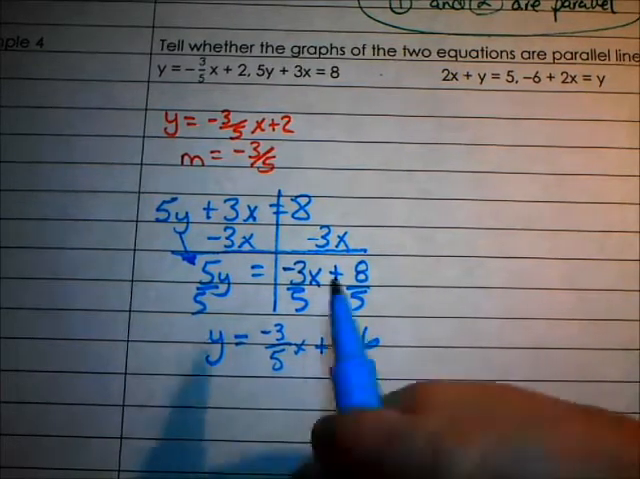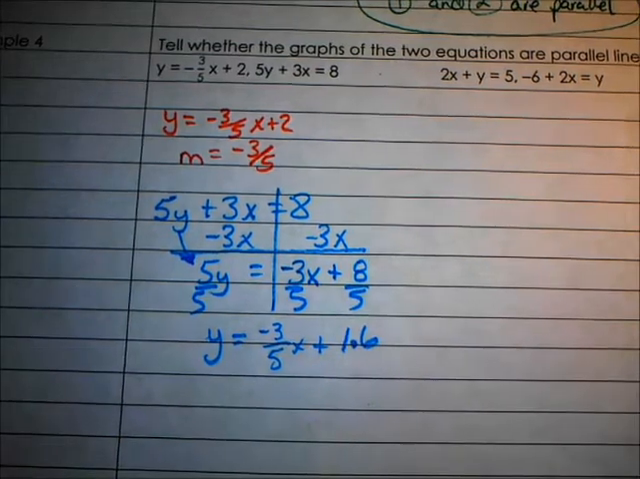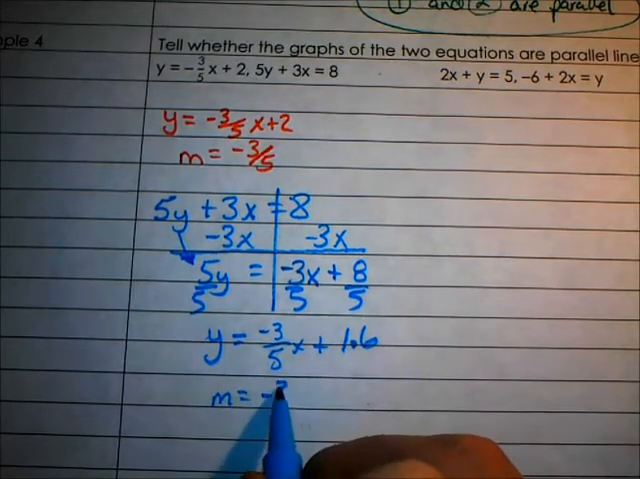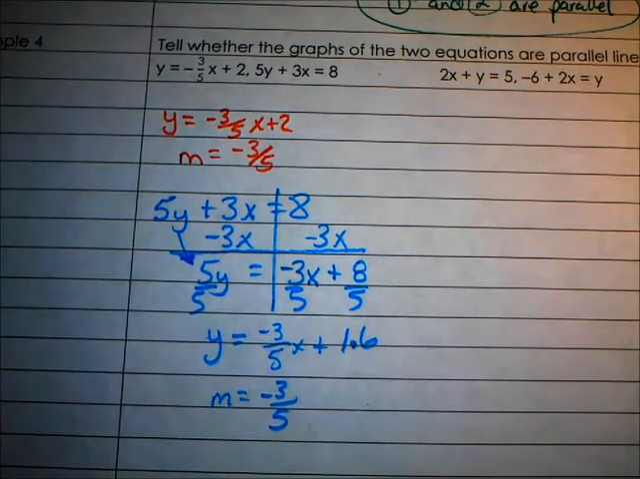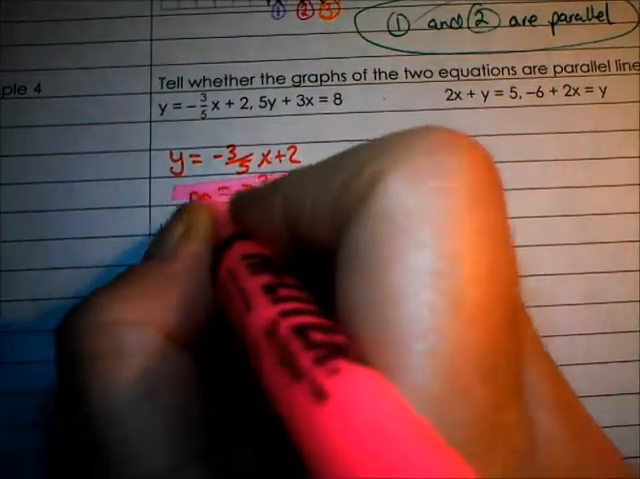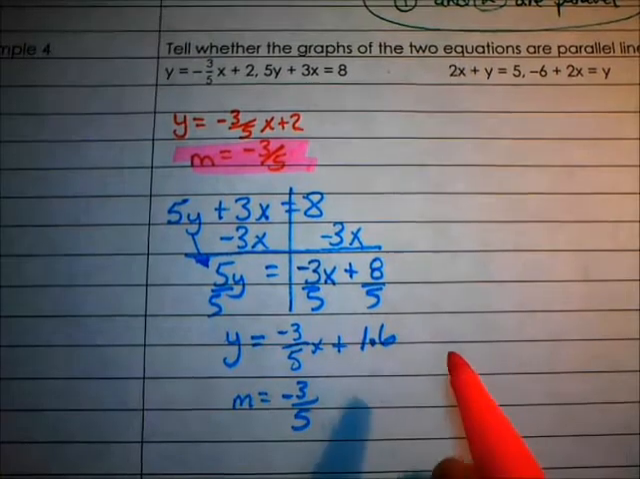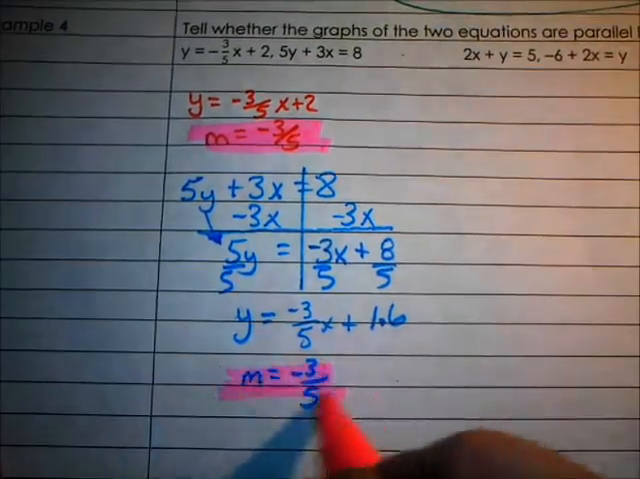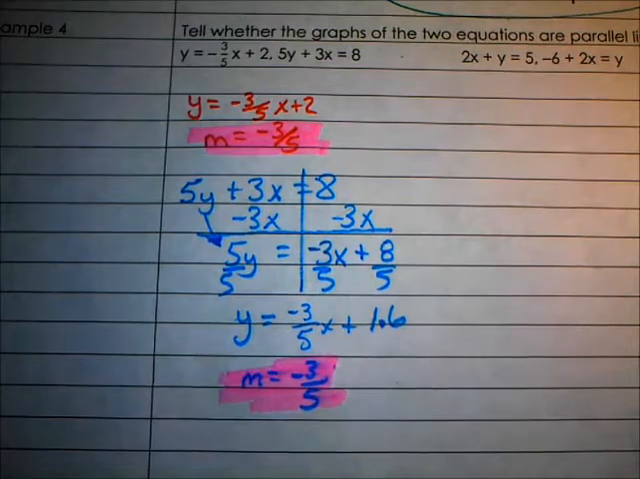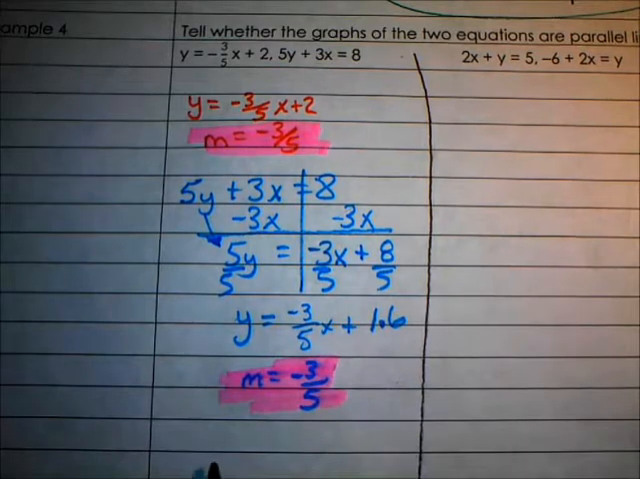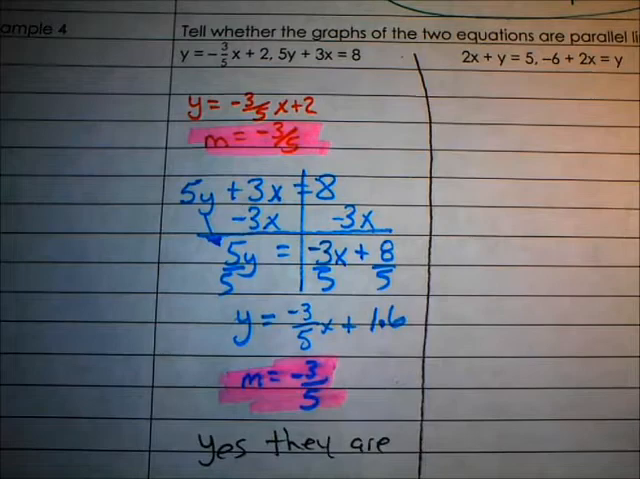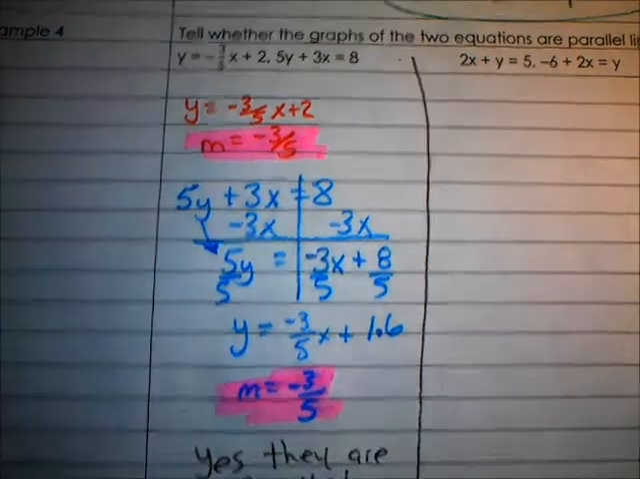And then this is written in slope-intercept form. The m is -3/5. So if I look at this, the top one has a slope of -3/5. The bottom one has a slope of -3/5. They are exactly the same, so what does that mean? Okay, what it means is they are parallel lines.